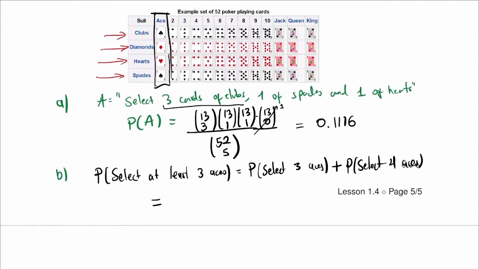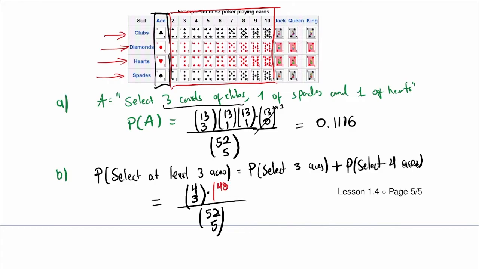And what is the probability of selecting 3 aces? Well, from the 52 cards, we select 5 of them. This is going to be the denominator. And the numerator is the number of outcomes in which we have 3 aces. Well, from the 4 aces, we are going to pick just 3 of them. And from the rest of the cards, from the 48, we pick 2 of them. And this is the probability of selecting 3 aces.